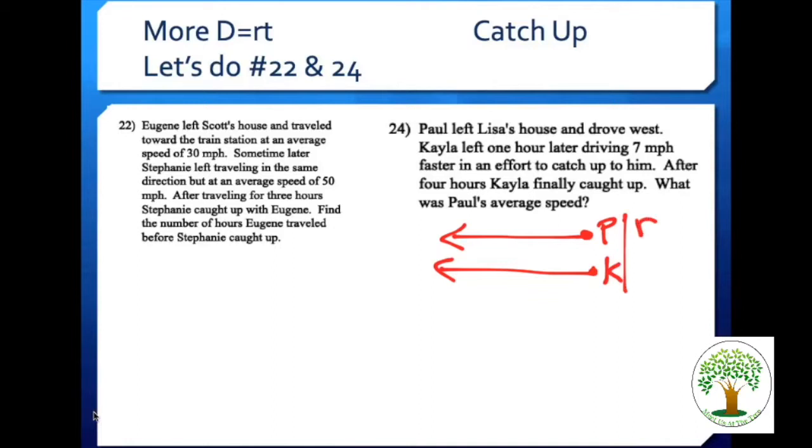And then what do we want for Kayla's? 7 miles per hour faster. So it's R plus 7. You ready? Yeah. Now we have to figure out time.